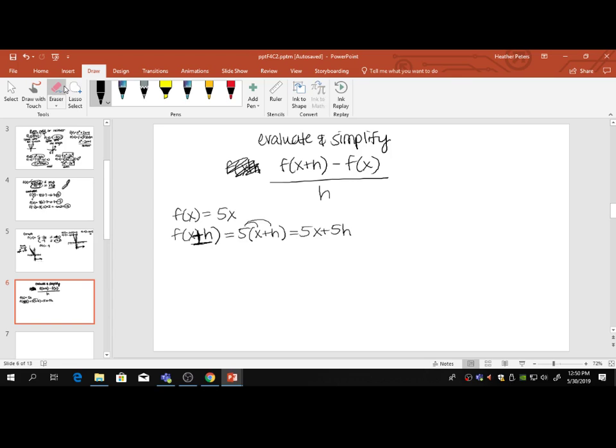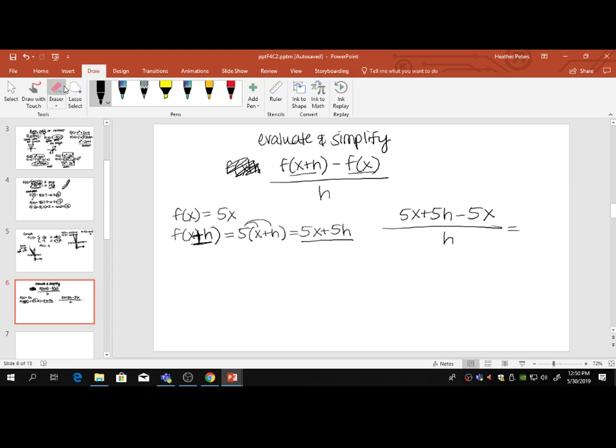Okay, so I'm going to take f of x plus h. So that gives me 5x plus 5h. That's f of x plus h. Minus f of x. F of x was 5x, so minus 5x. And that's all over h.